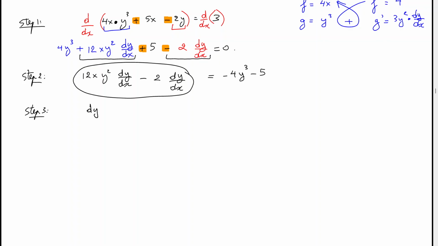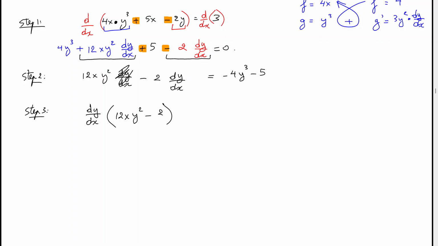So we're going to take the dy over dx and factor it out. And when I factor it out, what's left is going to be 12xy squared and just negative 2. So basically, I'm grabbing the dy over dx and I'm erasing it and putting it outside. And then what's left over goes inside the parentheses. And then I repeat the same thing on the other guy. So first I grab the dy over dx and I put it on the outside, and whatever's left goes on the inside of the parentheses. Simultaneously, the other side just stays the same. We don't have to do anything there. Negative 4y cubed minus 5 is going to be the same forever.